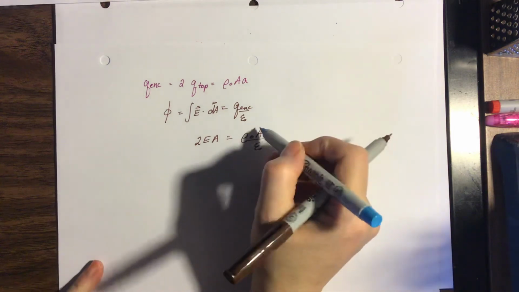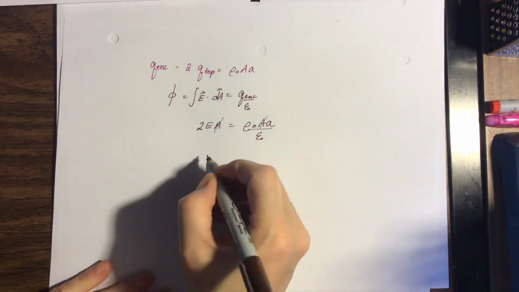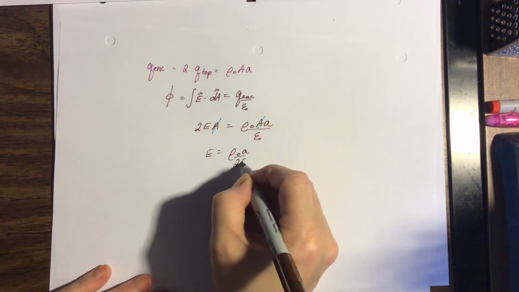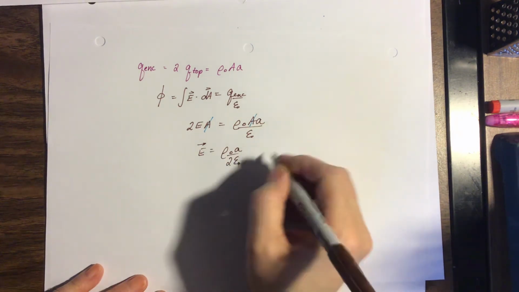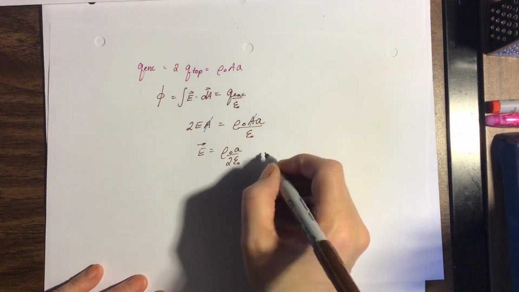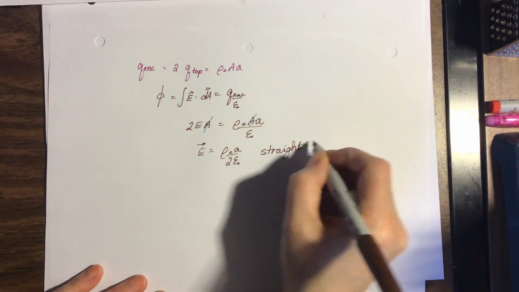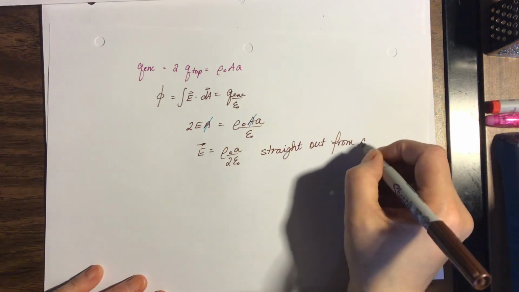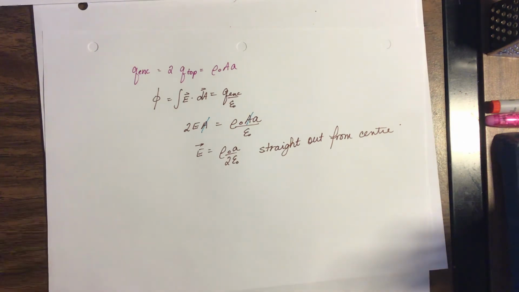Let's see what cancels this time. Only our A cancels this time. And then our electric field is equal to rho naught A over 2 epsilon naught. This is a vector, of course, and the direction is straight outwards. Okay, so there's your electric field around a plane with non-uniform charge density.